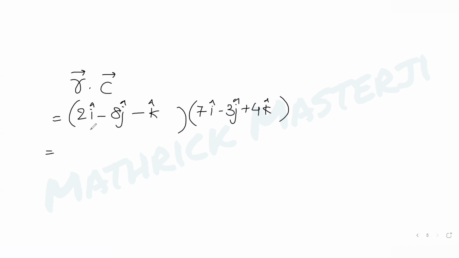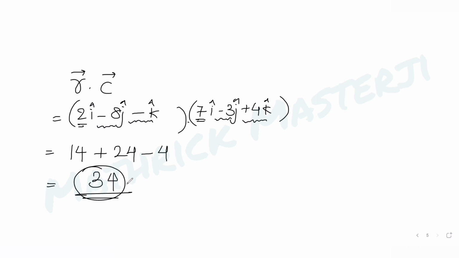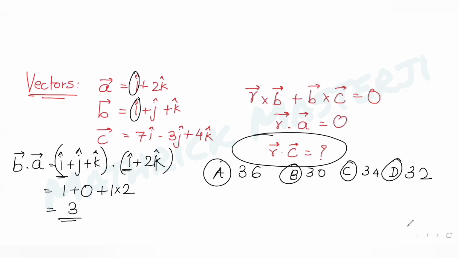Once you have both of these, again to find the dot product, we multiply the coefficients of i. So that is 2 into 7, 14. Then you have -8 into -3, which is plus 24. And then you have -1 into +4, that is -4. So you get 24 plus 14, 38. 38 minus 4, that is 34. So you get the answer for the question as 34. And if you see the answer choices, option C matches with the answer that we got. That is the dot product of vectors r and c, that is 34.